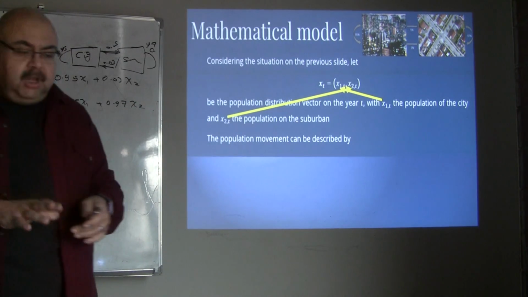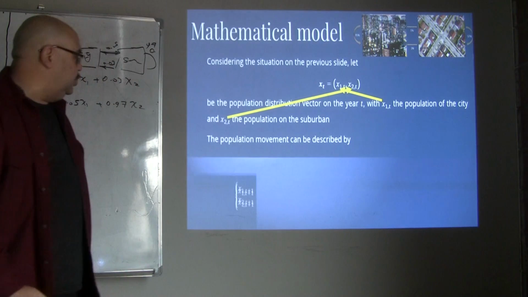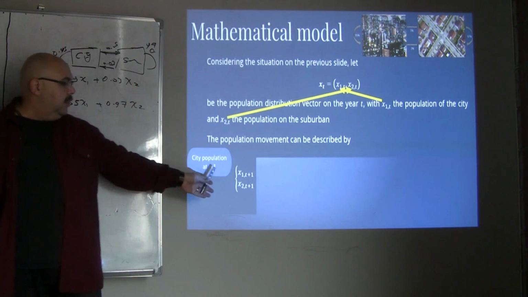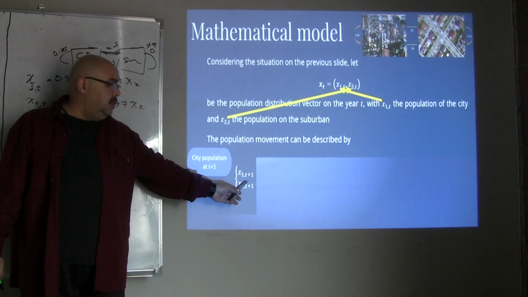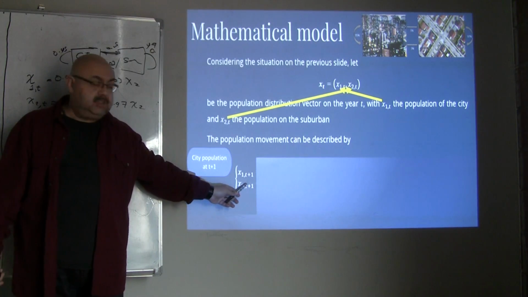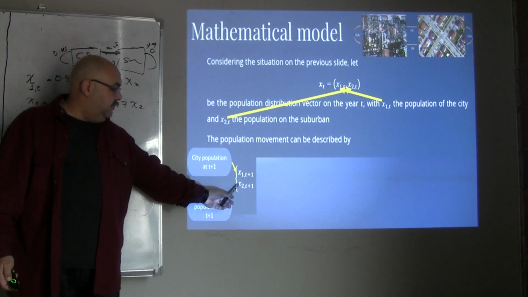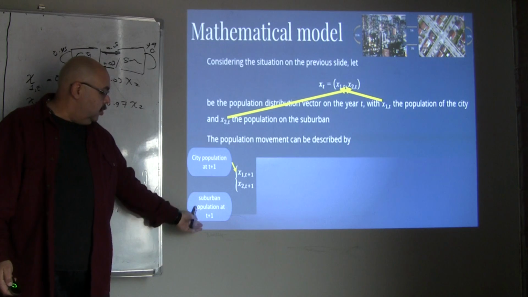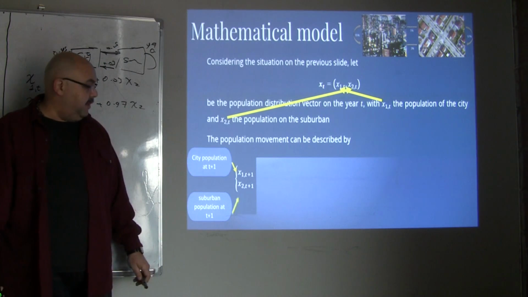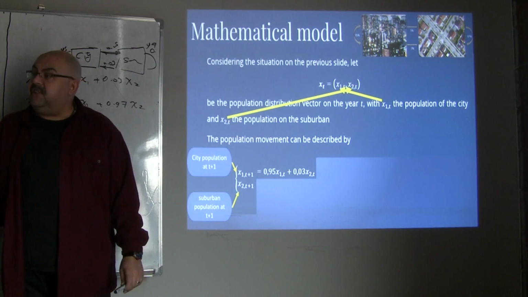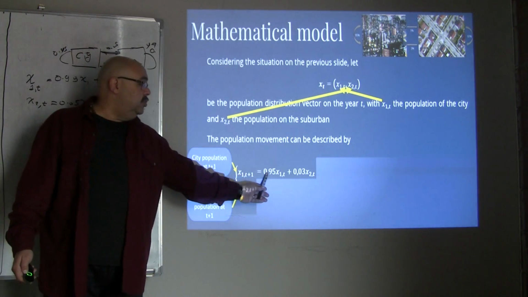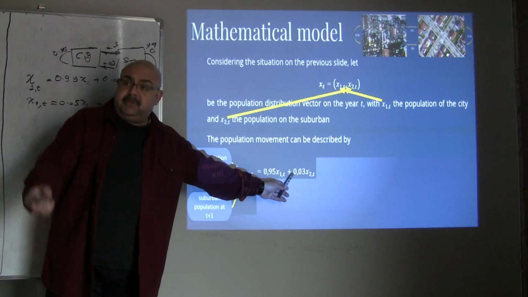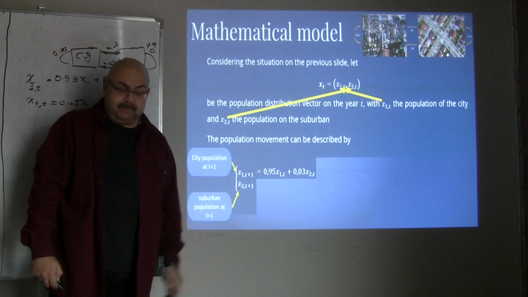So I can put this arrangement in the following way. You will have x1 of t plus 1, which is the population of the city, and x2 of t plus 1, which is the suburbs, as we explained. How is it going to be filled? For the city, you have 95% plus the 3% coming to you from the suburbs.